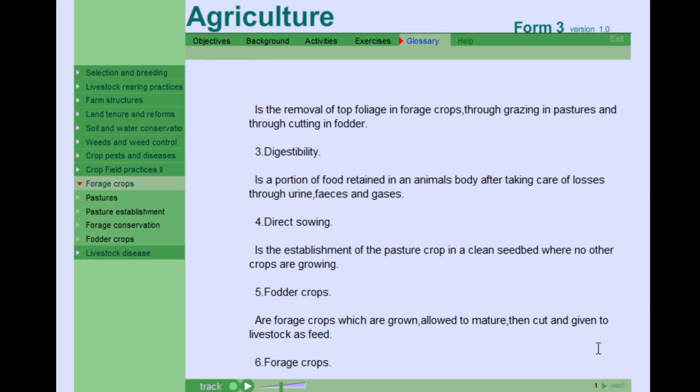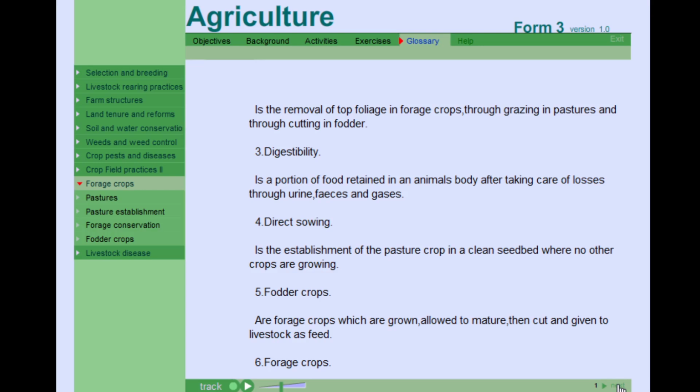Fodder crops are forage crops which are grown, allowed to mature, then cut and given to livestock as feed. Forage crops are crops grown for feeding livestock. Hay is a dehydrated forage having 15 to 20% moisture content or less. Legume seed inoculation is the application of nitroculture to seeds of legumes to help the legumes fix nitrogen.